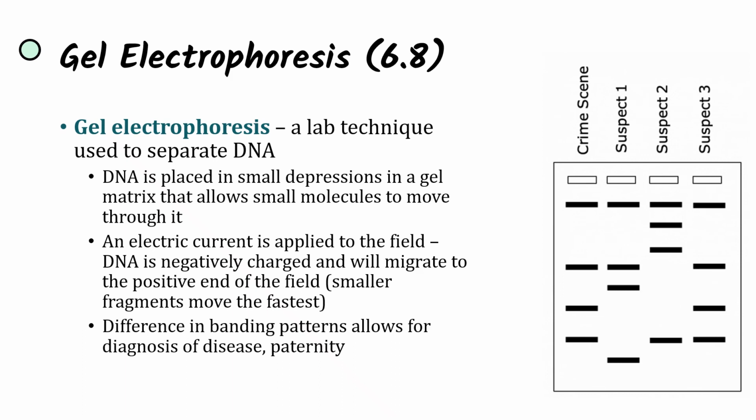And as DNA separates, the difference in banding patterns allows for diagnosis of disease, determining who the parents of a person are, and also helps within crime scenes by matching the DNA found at a crime scene to suspects. As we can see here, we see the crime scene DNA and how the bands are arranged and how the DNA has separated, and we can match that to the DNA of all these suspects, and we can see that the banding patterns of suspect 3 are exactly the same, and they match the banding patterns of the DNA found at the crime scene.